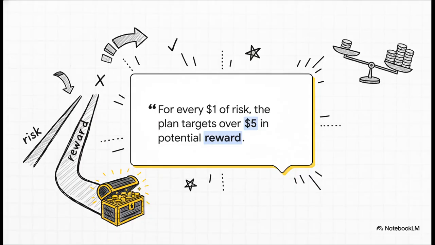Now, this single number, you could argue this is the most important part of the entire plan. This is the risk-to-reward ratio. And what it means is simple. For every $1 the analyst is willing to lose on this trade, the plan is targeting over $5 in potential profit. This asymmetry is the absolute bedrock of professional risk management. It means you can be wrong, and you will be wrong, but you can still be incredibly profitable over time.